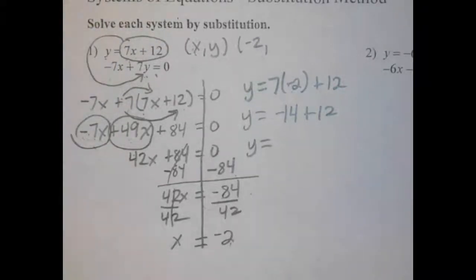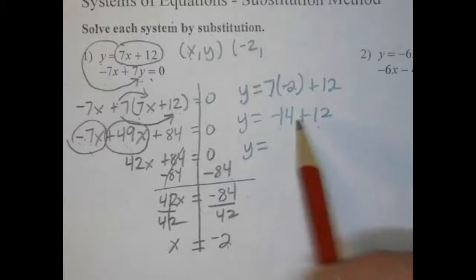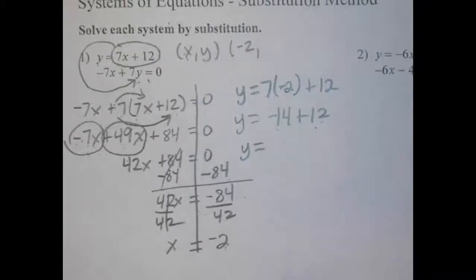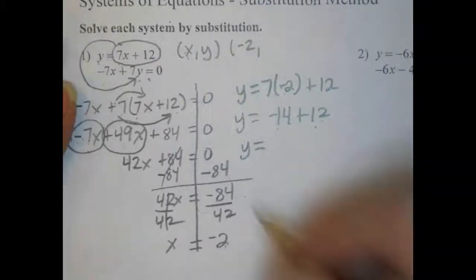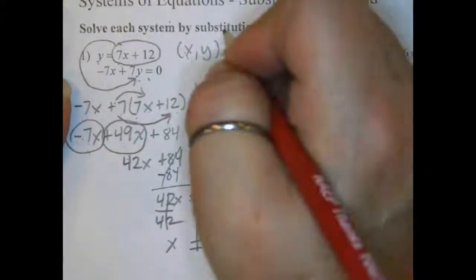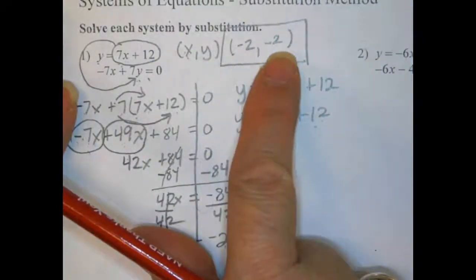How'd you get -26 if this is a negative and this is a positive? So I'm subtracting 12 from -14. What does that give me? -2, right? So my answer is -2, comma, -2. My x is equal to -2. My y is equal to -2.